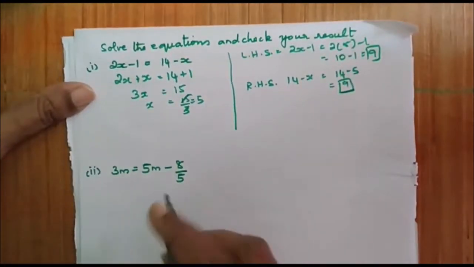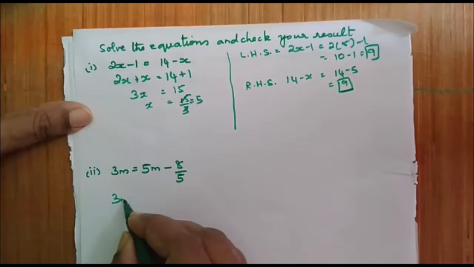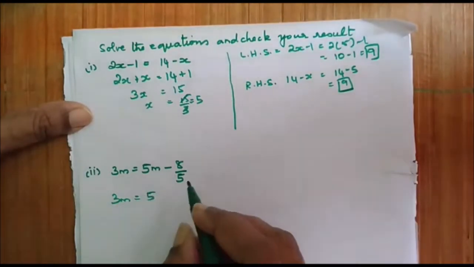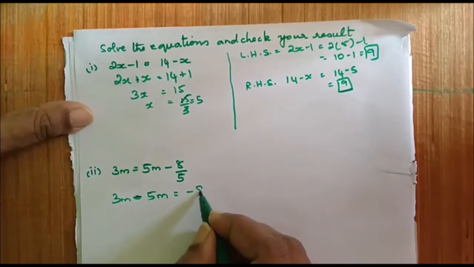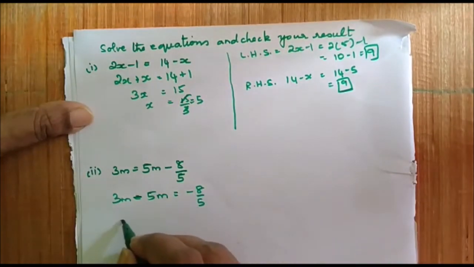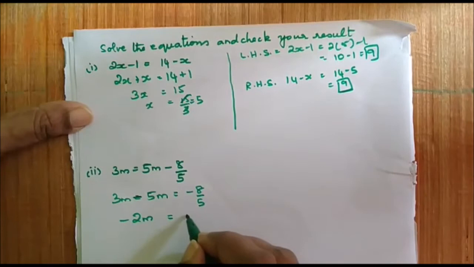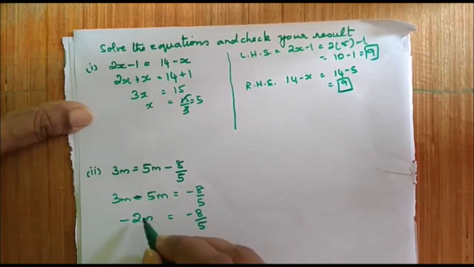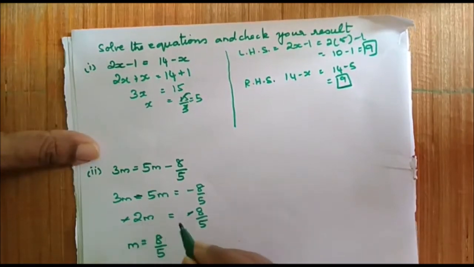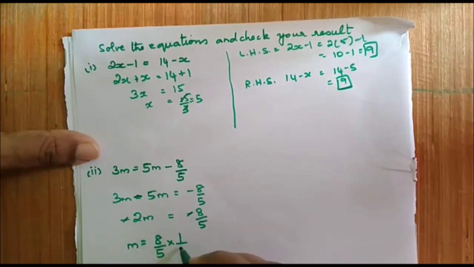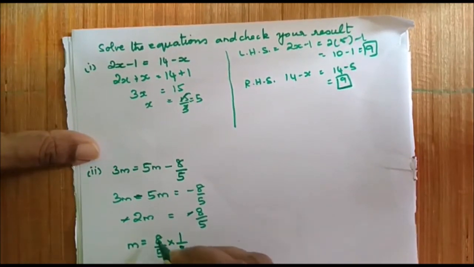Now we will take the other equation. 3m equals 5m minus 8 by 5. So I can write this as 3m minus 5m equals minus 8 by 5, which is nothing but minus 2m equals minus 8 by 5. I can cancel the minus on both sides. I will have m on this side and I'll take the 2 to the other side. 2 is multiplication. When it goes to the other side, it becomes 1 by 2. And so the answer is 4 by 5.